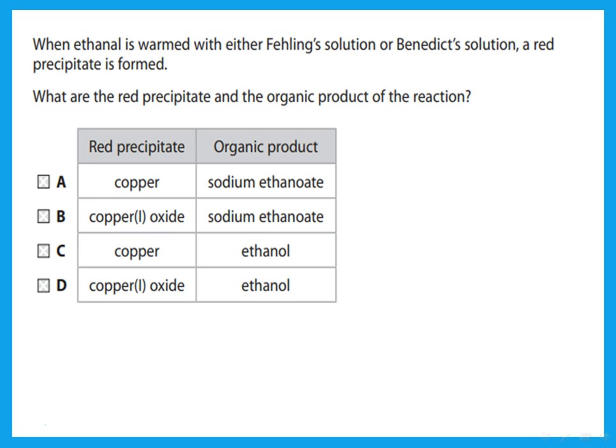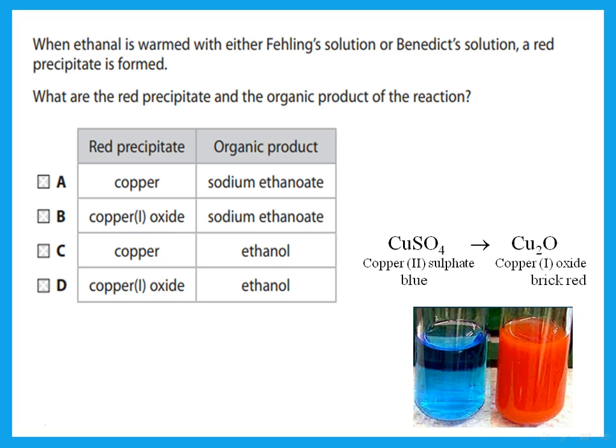Again, this question says, when ethanal, remember ethanal is an aldehyde, is warmed with either Fehling solution or Benedict solution, a red precipitate is formed. What are the red precipitate and the organic product? We said when you react an aldehyde with Fehling or Benedict, which is copper sulfate, it will reduce the copper 2 to what? To form copper 1 oxide. And actually the organic product formed would be the sodium salt of the acid. So this is sodium ethanoate.